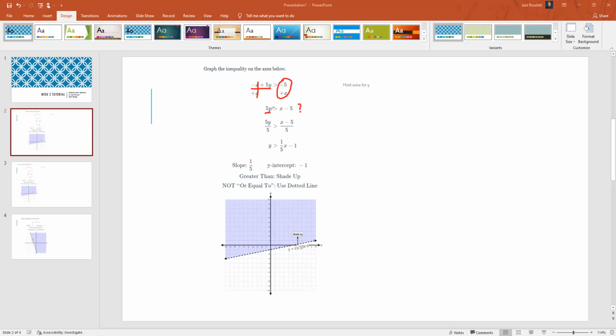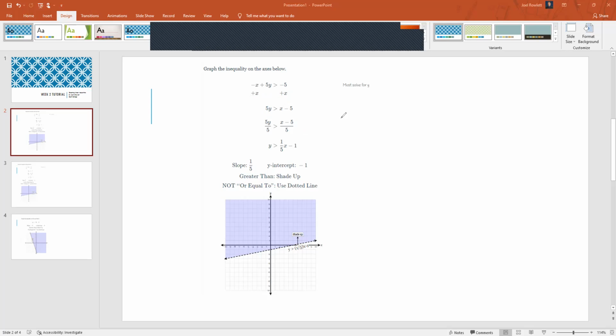The next step is to undo the process on the left, which is 5 times y, and the opposite of multiplication is division. So we divide the left side by 5, and we have to divide the right side by 5. Once we do that, that gives me y is greater than 1/5 x minus 1. Some of you may be saying, okay, where did he get 1/5 x minus 1? Well, look at x minus 5 over 5.